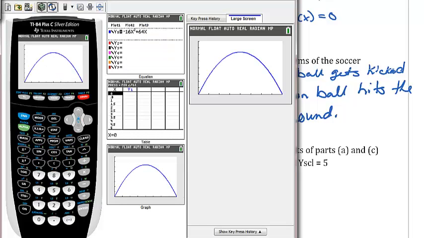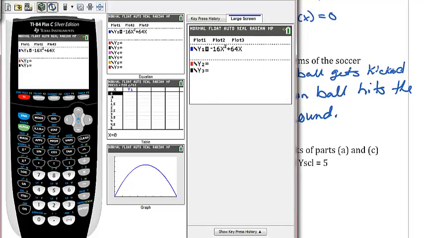So we want to go in and change our function, so click the y equals button and then hit clear, and that will clear out the function that we had in there from before. And so we want negative 16x squared and then plus 80x.